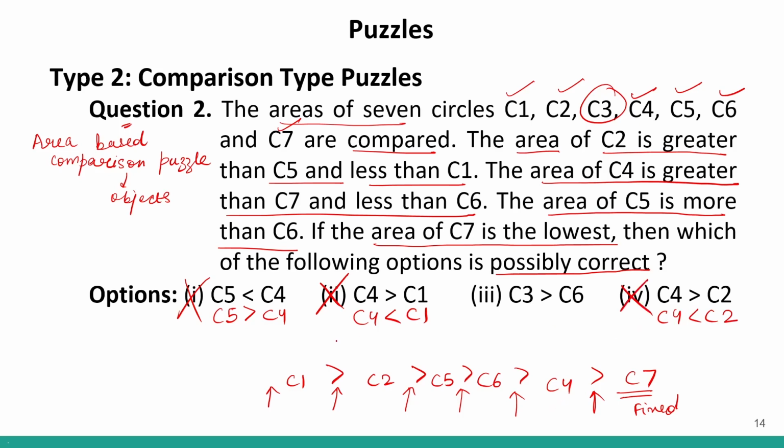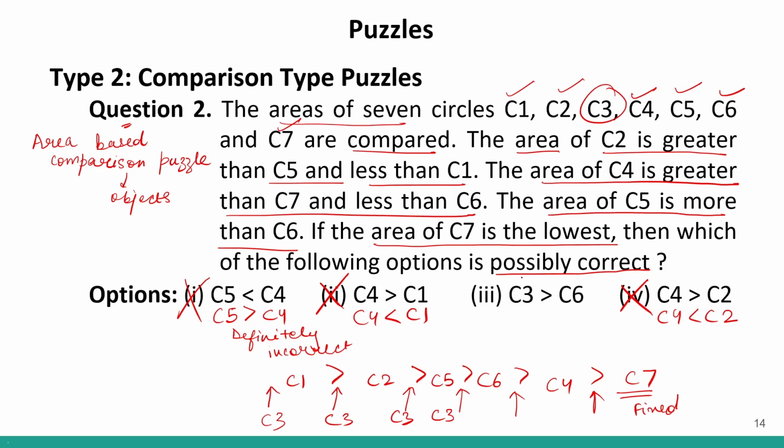These are definitely incorrect. These are 100% incorrect. Now we have to identify which is possibly correct. C3 is greater than C6. We don't know the position of C3, right? So C3 can come here also, here also, here also, and here also. If C3 comes in these 4 positions, it will definitely be greater than C6. So this is a possibility.